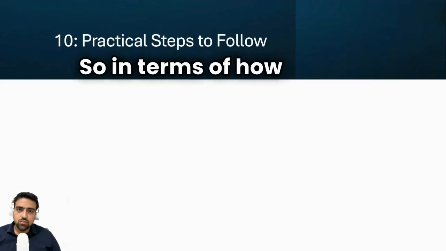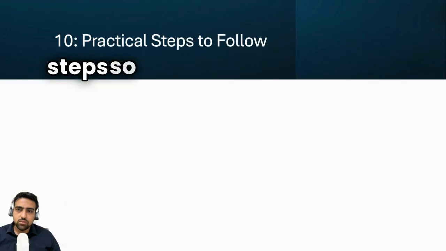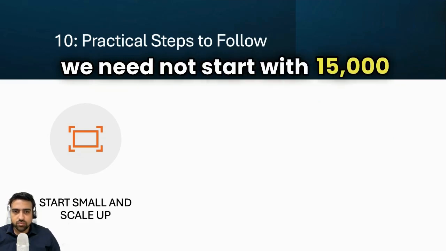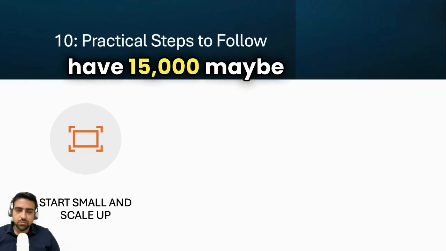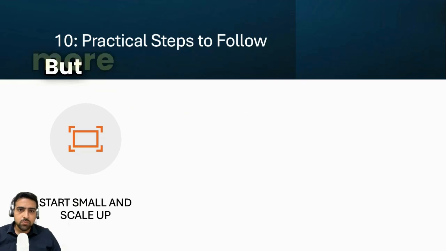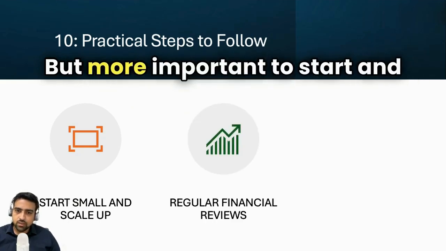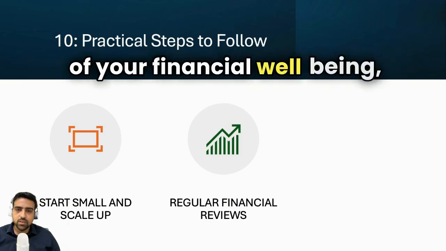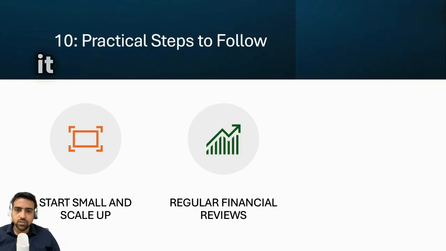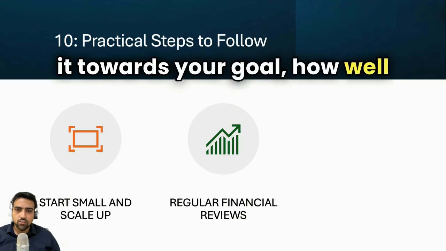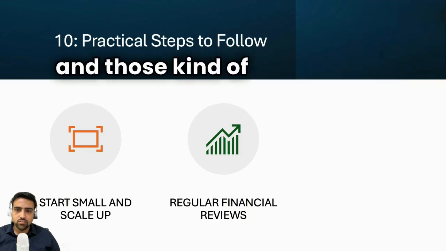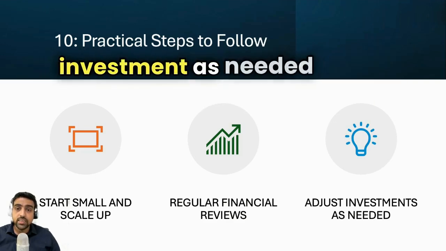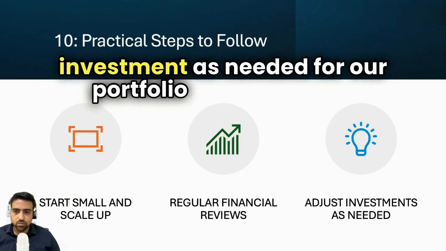In terms of how we can practically follow these steps, we can start small and scale our SIPs. We need not start with 15,000 only. If you don't have 15,000, maybe you can start with 1,000, but it's more important to start. And also have regular reviews of your financial well-being, how well you're doing towards your goal, how well you're moving towards it. And we can adjust our investments for our portfolio as needed based on that.